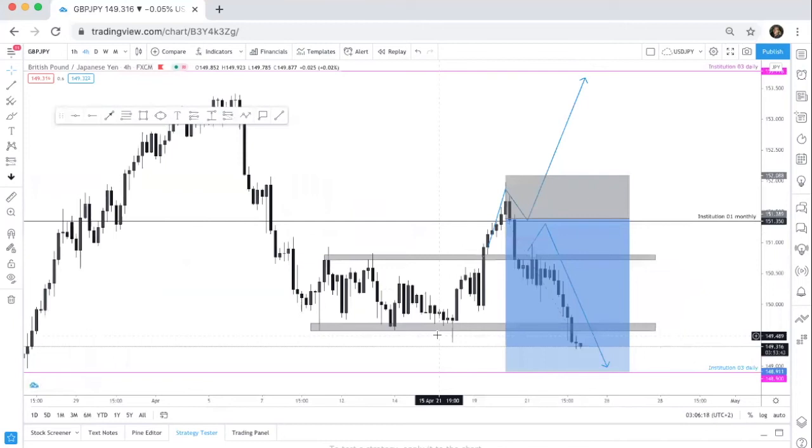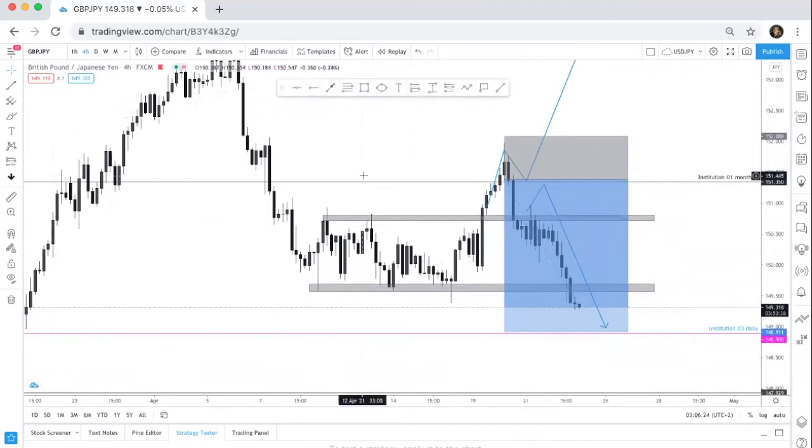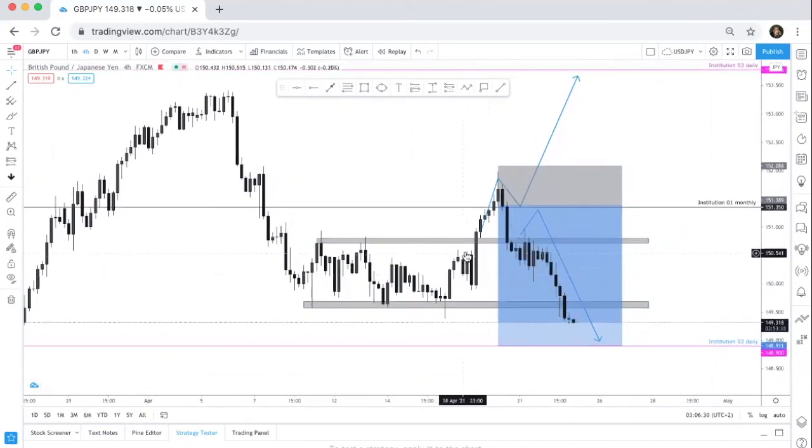Gbp Jpy, I must say this might be the trade of the week for me. As you can see, we're moving beautifully in profit. My analysis on this pair was we were gonna break above, retest, and continue up, or we were gonna come back to retest the monthly and then continue down, and that's exactly what we did.